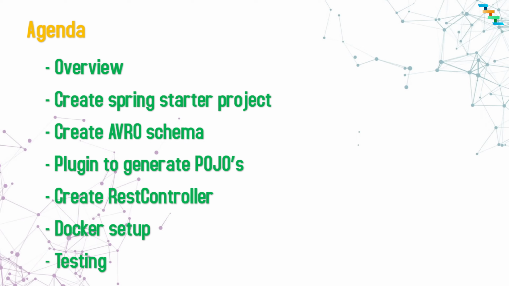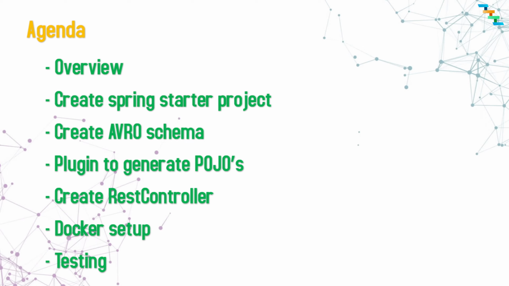The REST controller will be the starting point, and when you trigger this REST endpoint, which will be a POST method, you can send the message to Kafka. And next we will see the Docker setup. For this I am going to use a Schema Registry and the broker. I am using Zookeeper to manage the brokers. You can use either Zookeeper or KRaft, and then we will test this application. With that being said, we will now talk about the overview.